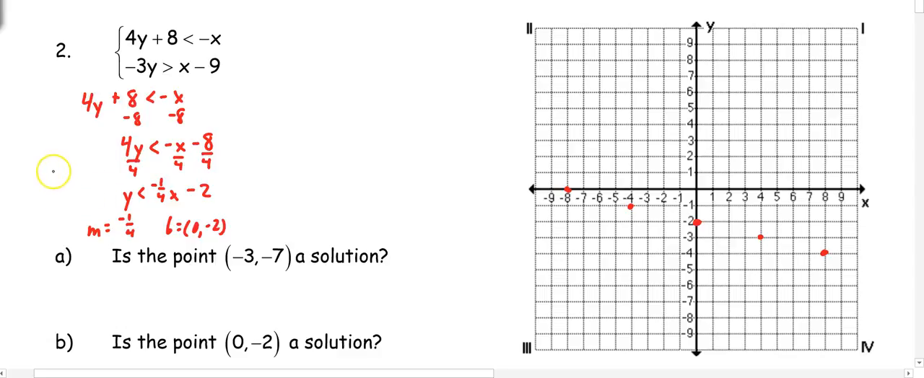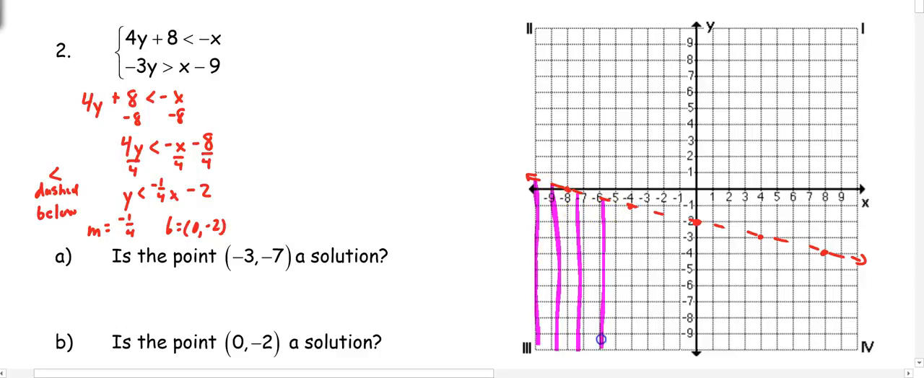Then I look at my sign. Because it's a less than sign, we are going to have a dashed line, and we are going to shade below. So I'm going to dash this line first. And then I'm going to shade below my graph. If you want to color the whole section, you can. I just use lines so it's a little bit easier to see what's overlapping and what's not.